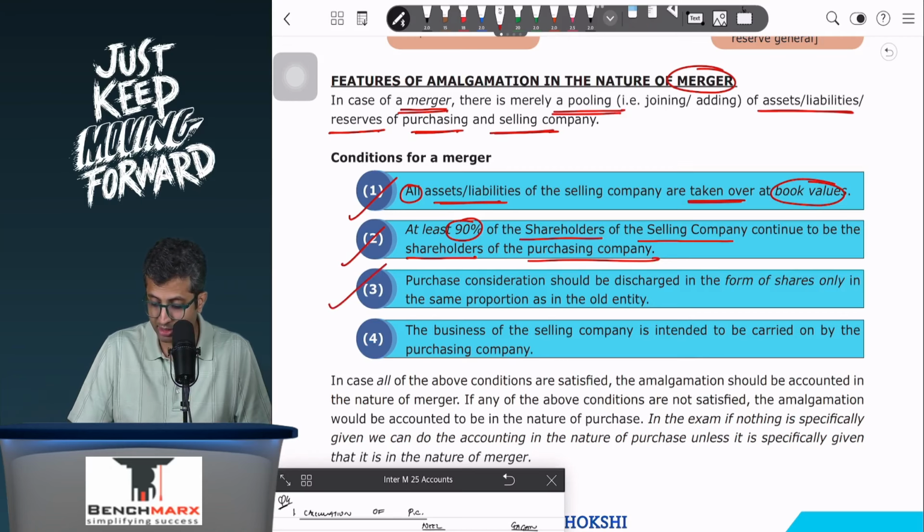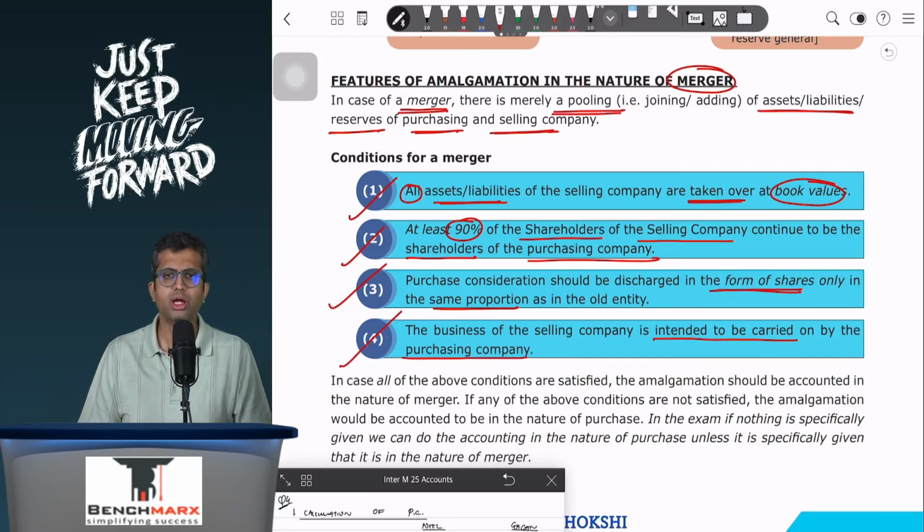Next, purchase consideration should be discharged in the form of shares only. That is, there should be no cash or anything, in the same proportion as the old entity, and the business of the selling company is intended to be carried on in the same form by the purchasing company. Now, if these four conditions are fulfilled, then it is amalgamation in the nature of merger. And if it is in the nature of merger, then you follow pooling of interest. It's a very special method of accounting which we will do later.